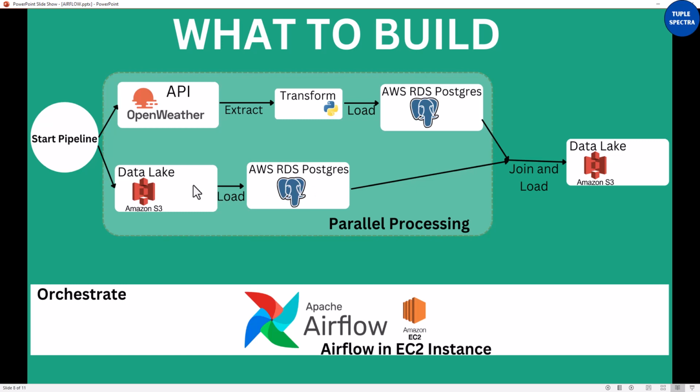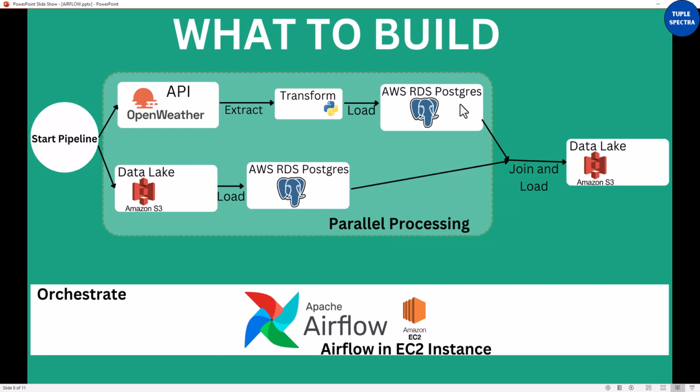Now while this is processing, we want to also have another process going on right here. So it's going to be parallel processing, and in this case we are going to be connecting to the Open Weather Map API. We are going to be using Python to transform the data, and then we will also load it into an AWS RDS Postgres database. When we do that, all these are going to be occurring in parallel, and that is why we call it parallel processing.